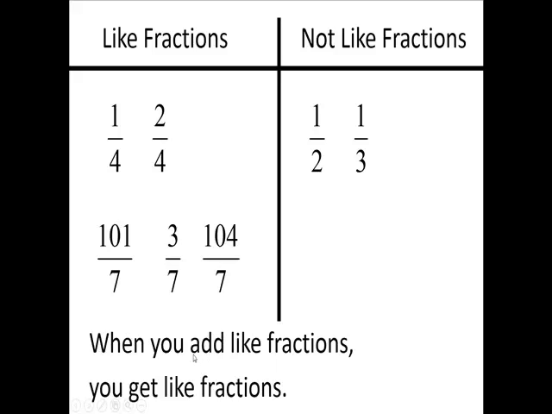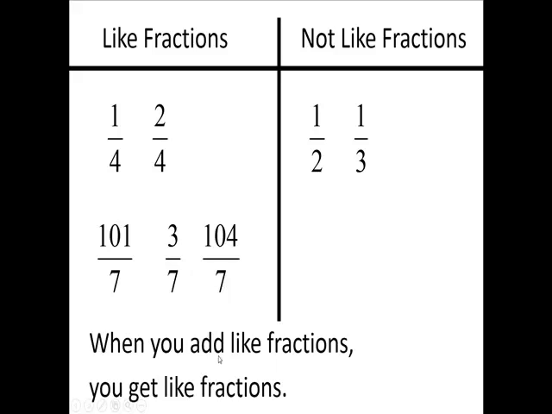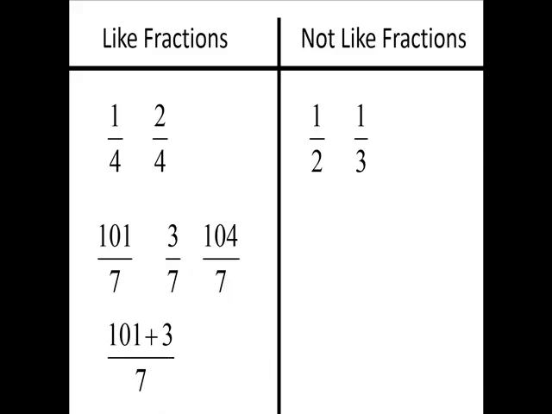So it turns out when you add like fractions, you get like fractions. You start off with sevenths, they're like, and you end up with sevenths. When you add like fractions, you get like fractions. And how do you combine them? You simply combine the numerators, don't you?